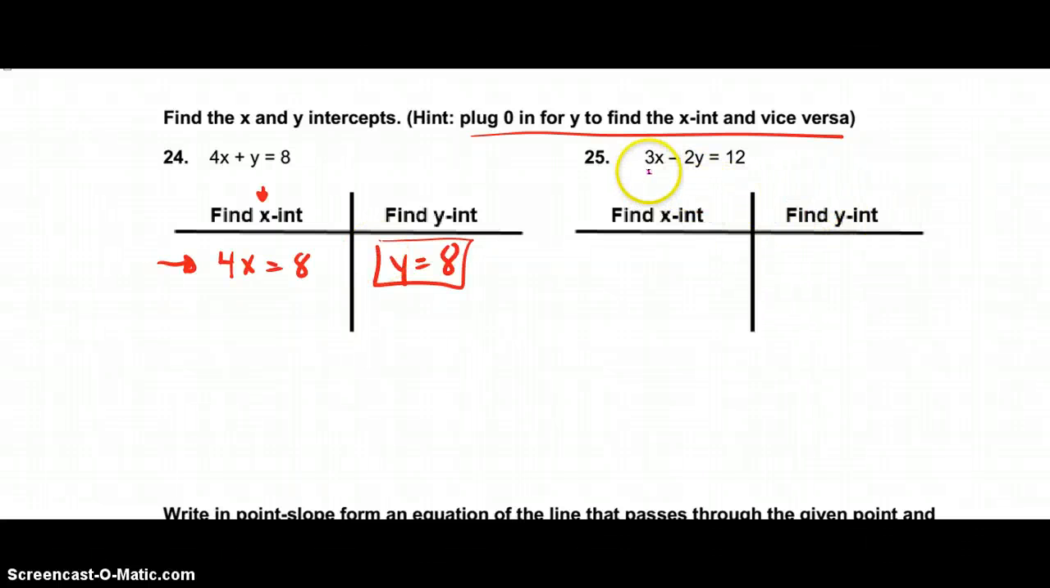Same thing over here. 3x minus 2y is 12. If I want to find the x, y disappears. 3x equals 12. Write that right here and then solve for only 1x. If I want to find the y, get rid of the x, but look at this. You carry the sign in front, so it's -2y equals 12 will come down here. You have a negative and a 2 attached to that y, so get rid of it.